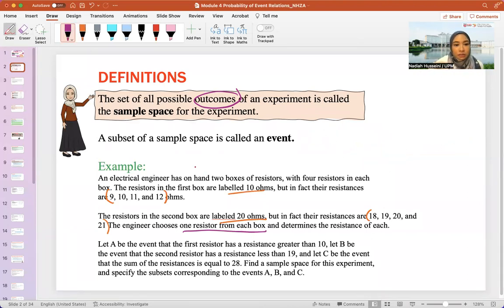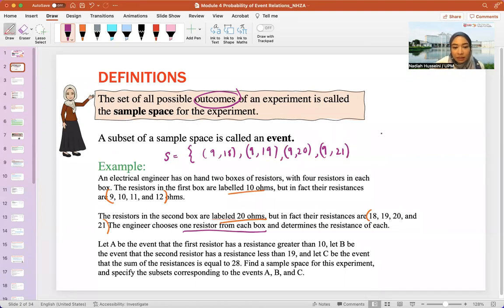Let me try my best to write this nicely. Sample space. So we have 9, 18; 9, 19; 9, 20; and 9, 21. I'm doing this in this order because I don't want to miss any pairs. Why is it a pair? Because the engineer is taking one from each box, so it has to be a pair.